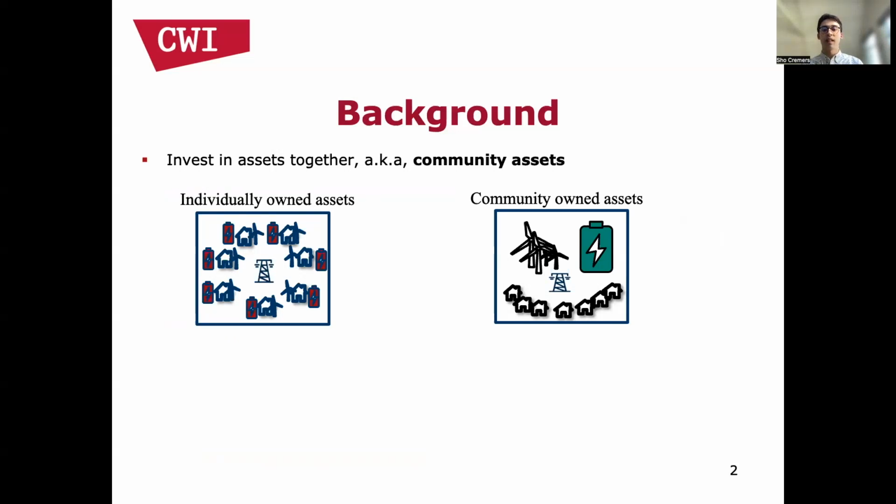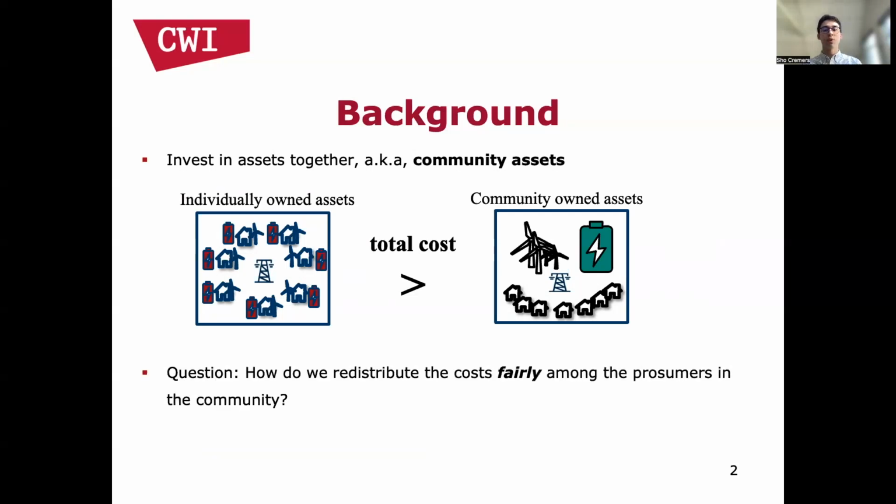In this case, the energy generation capacity and the battery usage are optimized for the whole community, so there is less wasted energy. Because of this, the total cost of the energy community is lower than the sum of prosumers with individually owned assets. This sounds great, but it brings up an important question. How do you redistribute the total community cost to individual households in a fair manner?